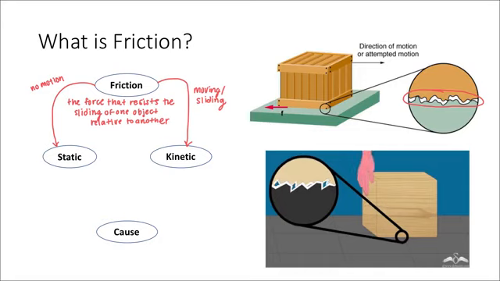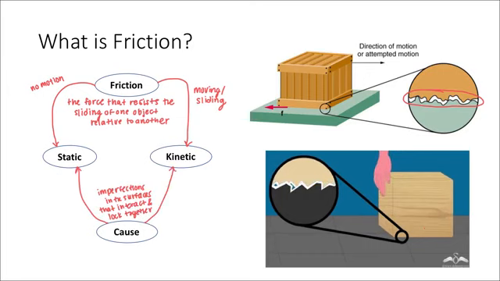This little animation in the bottom right-hand corner does a great job of demonstrating the difference between static and kinetic friction. You can see here when the box is not moving, those ridges are locked together, and then once we start moving it, they're able to slide a little bit more easily past each other, but you can see that blown up right there on the bottom right-hand corner. All right, let's take another look at some key characteristics of friction.